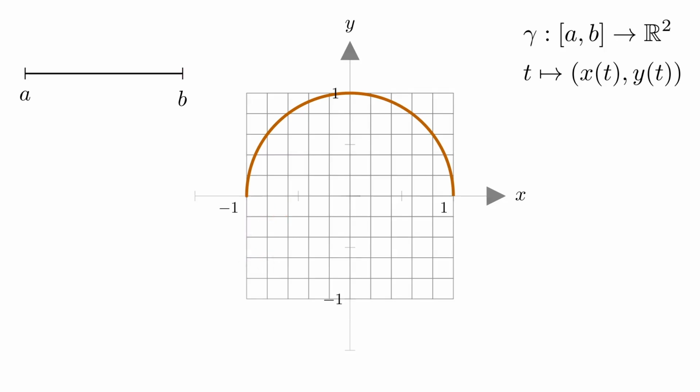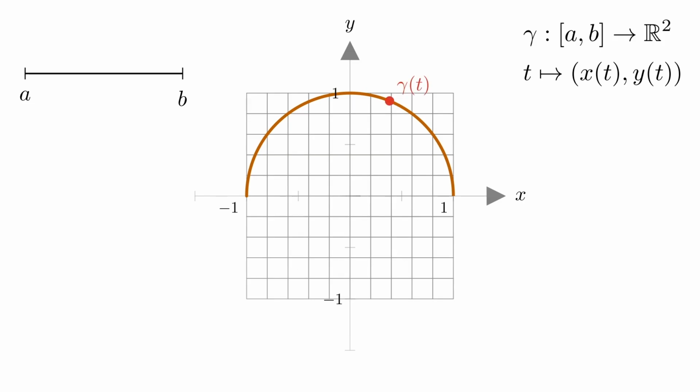So a parametrization turns the whole curve into something we can describe using one variable. That is exactly what we need for integration. Now let us choose the parametrization for our specific curve. Our curve is the upper half of the unit circle.